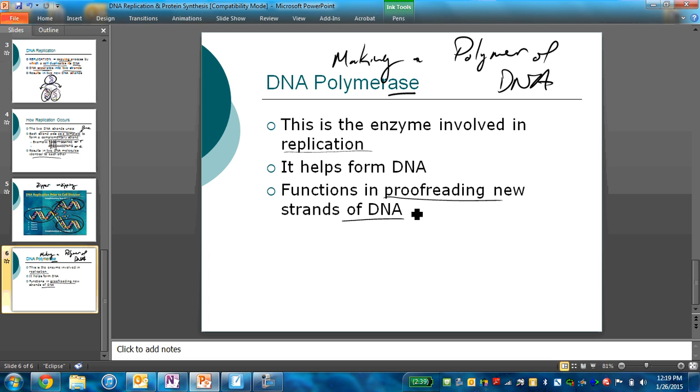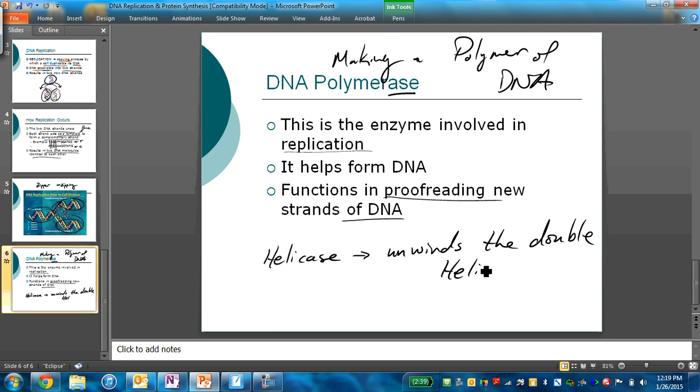There's one other enzyme I want you to know about as well, and that is helicase. Helicase unwinds the double helix. So there are many different enzymes involved in this process, but here are the two main ones. One enzyme is involved in unwinding the DNA, and the other is involved in making a new piece of DNA.